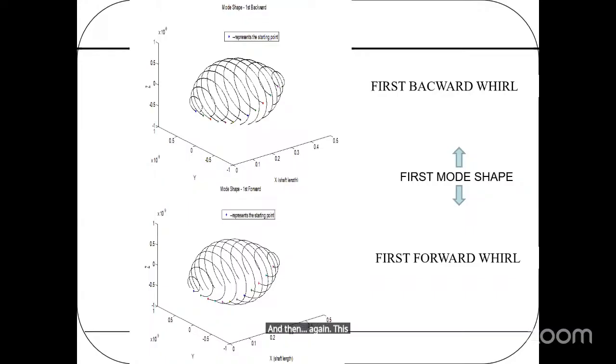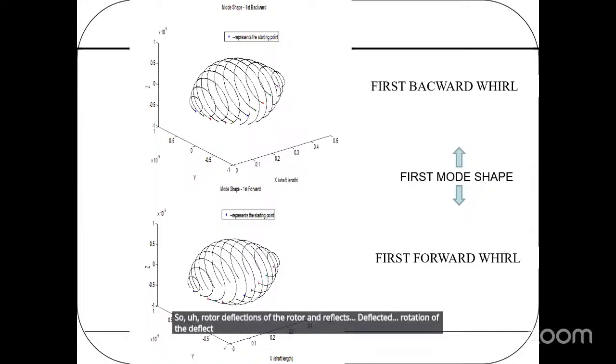This is the mode shape of the rotor shaft system, rotating systems. As I told, rotor is rotating as well as it is whirling. So rotor deflections of the rotor, rotation of the deflected path is the whirling.